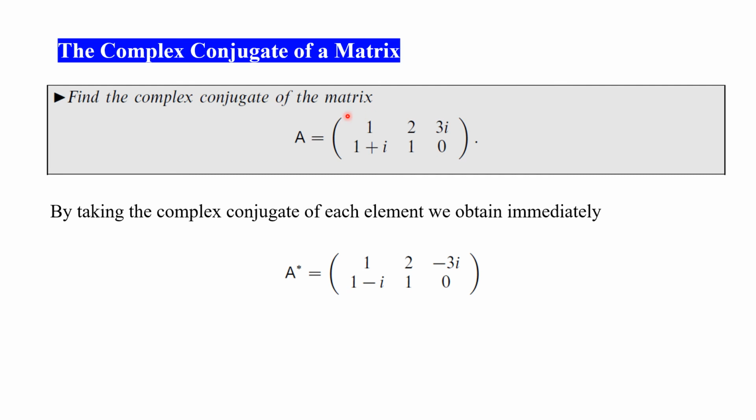First, what's the complex conjugate of 1? That's just a real number, so that's just 1. The complex conjugate of 2 is just 2. It's a real number. The complex conjugate of 3i is negative 3i. This is now a complex number. The complex conjugate of 1 plus i is equal to 1 minus i. For 1, it's just 1. And lastly, for 0, that's 0. So this is the A star, or the complex conjugate of your matrix A.